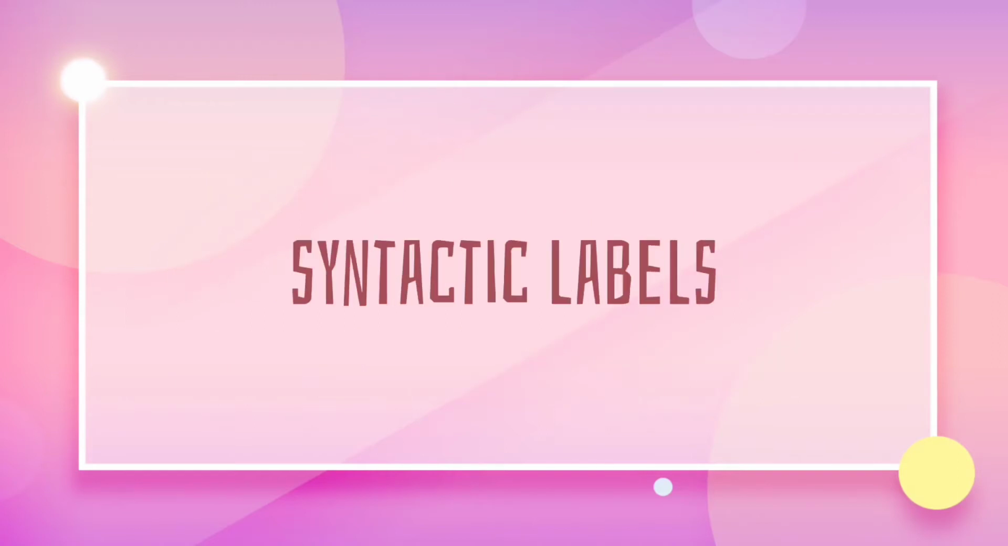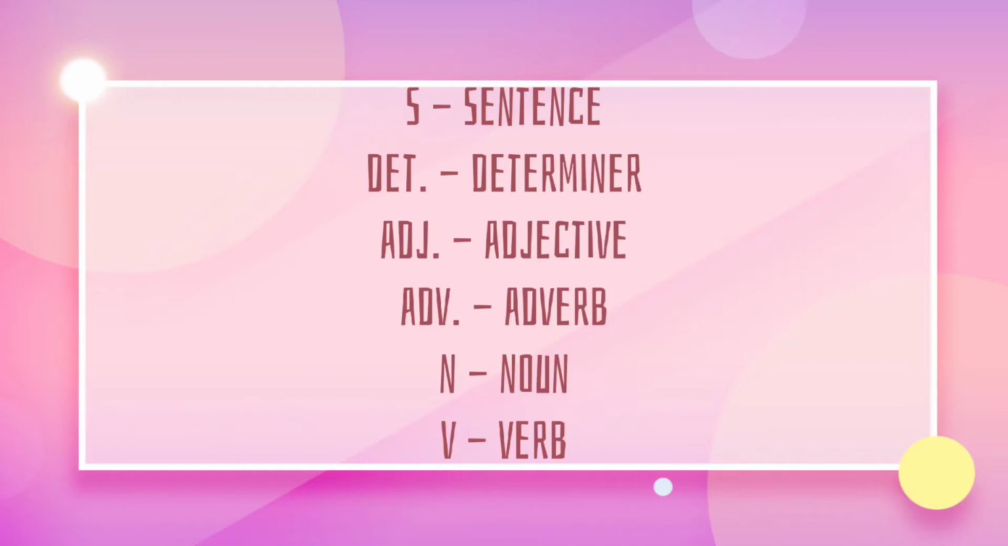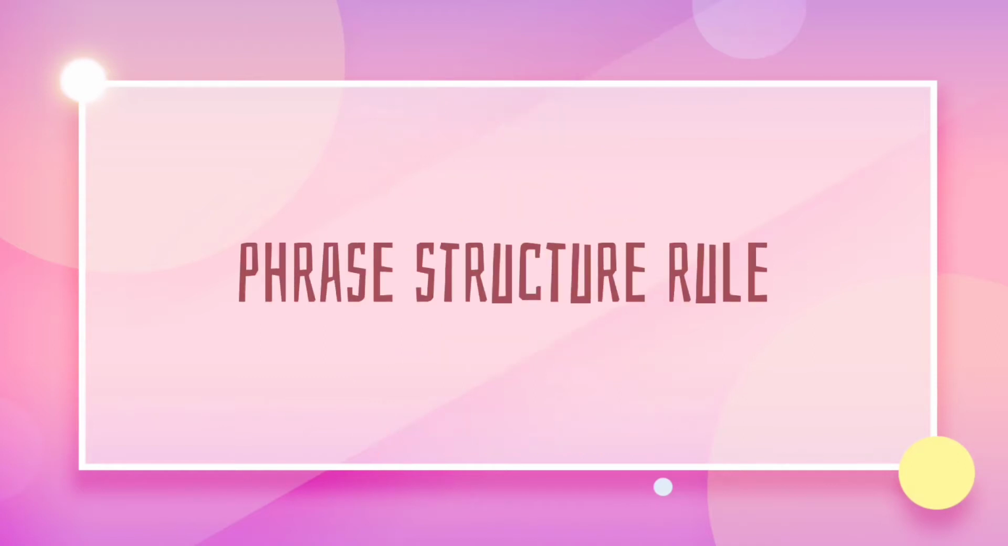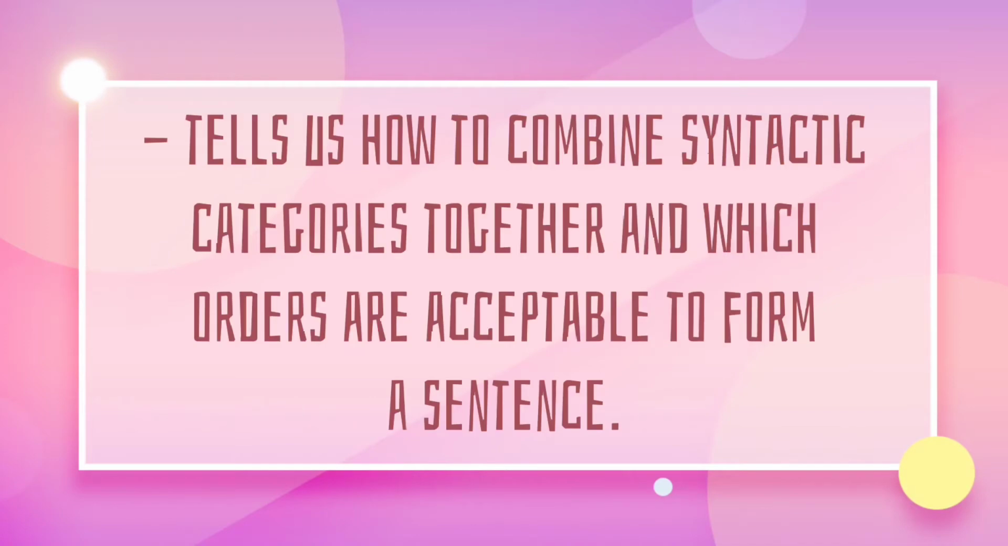Before we proceed to the phrase structure rules, it is important to learn about the syntactic labels first. So please take note of this as we will encounter this often in this lesson. Now, let us proceed to the phrase structure rule, which tells us how to combine the syntactic categories together and which orders are acceptable to form a sentence.